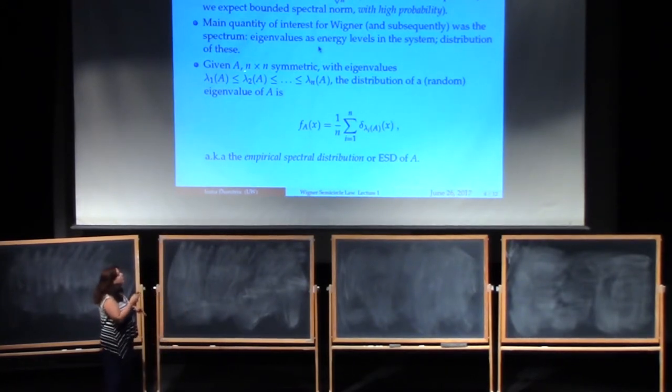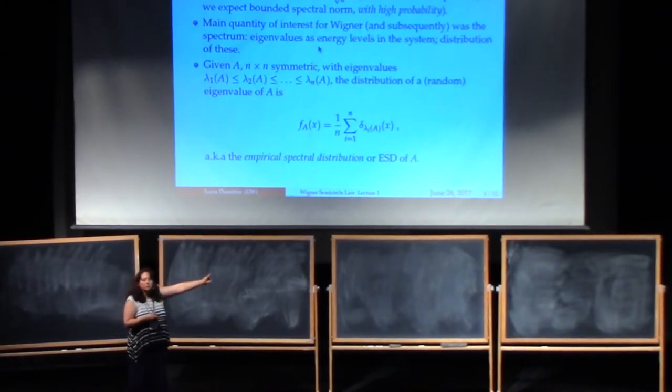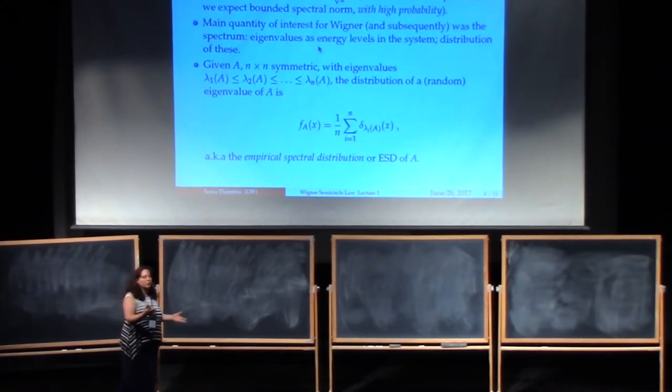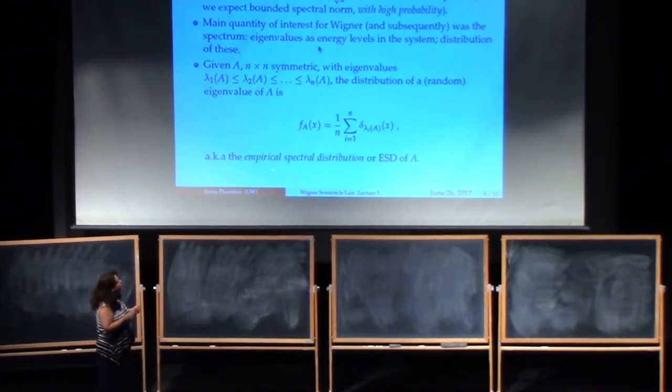Well, let's take a look. So we have some matrix A, which is square and symmetric. Suppose that its eigenvalues are lambda_1(A), lambda_2(A), ..., lambda_n(A). You can think of the distribution of one uniformly random eigenvalue chosen from this matrix as being 1/n times the sum of delta_{lambda_i}(x). So this is the Dirac delta function. All this is saying is that you choose from amongst the lambda_i(A)'s uniformly. Okay? This is called the empirical spectral distribution, or for short, ESD.